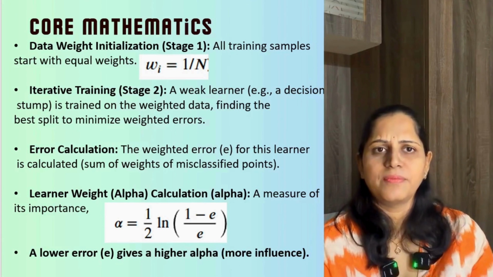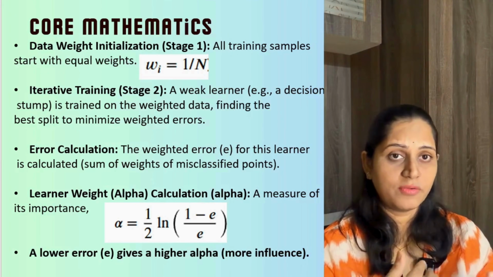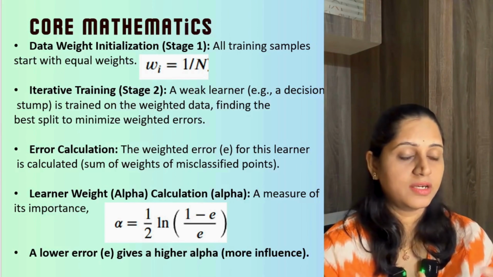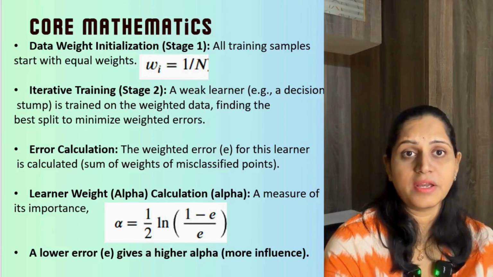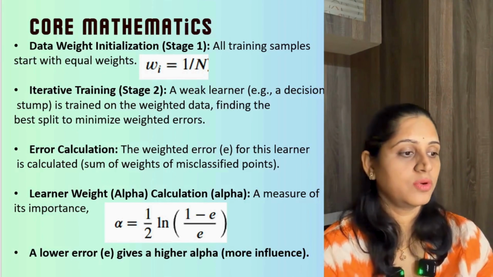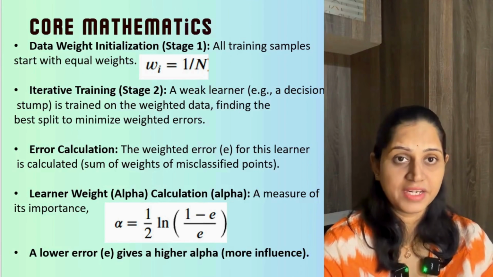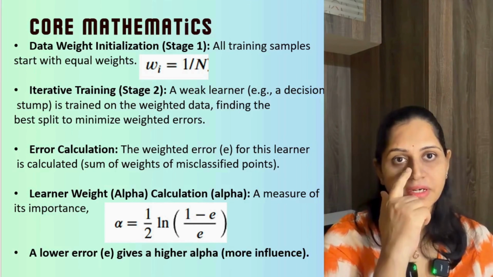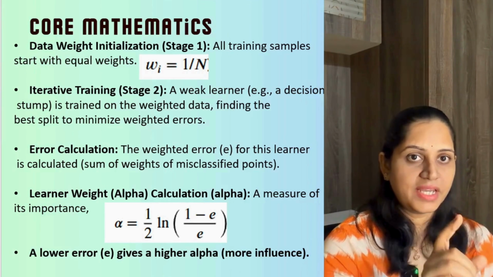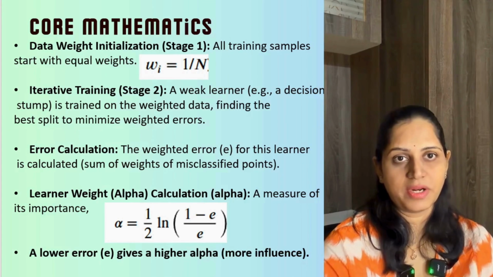And we have core mathematics even in AdaBoost. Whatever we have understood until now from a theoretical point of view, we will see how we implement it from a mathematical point of view. The first point is initializing the weights. This is the formula. Suppose you have 100 samples, then each weight is going to be 1 divided by 100. That means it's going to be 0.01.